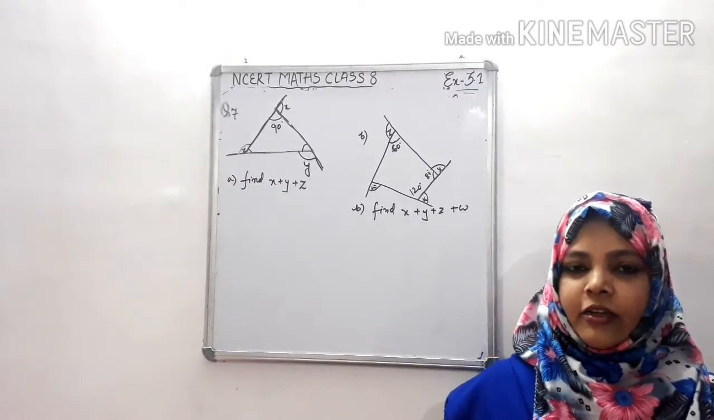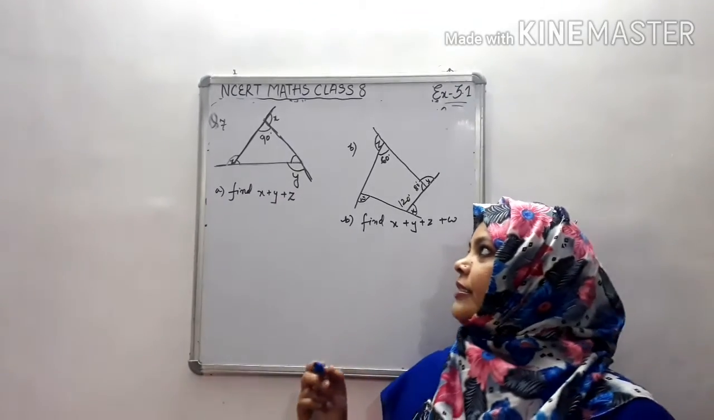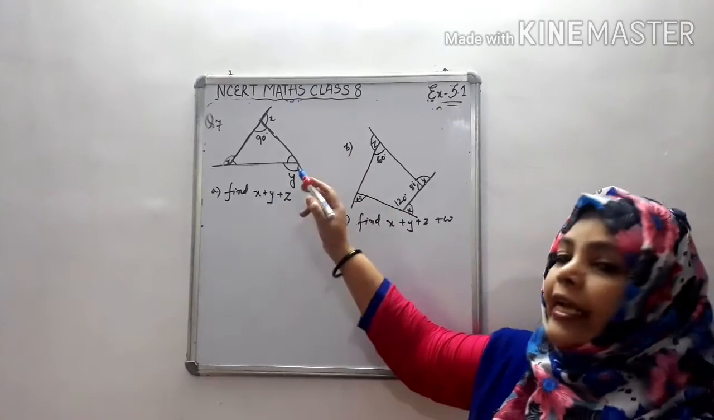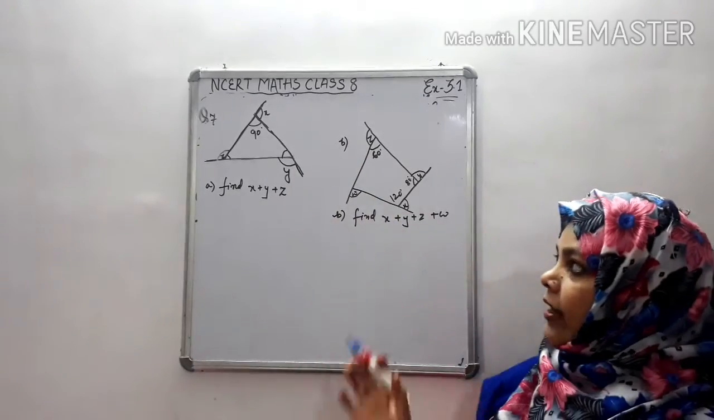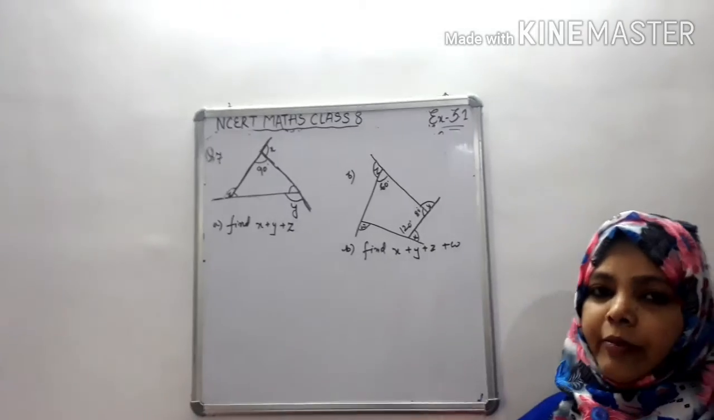NCERT class 8 exercise 3.1 question number 7. In question number 7 it is telling this is the figure and here telling find the value of x plus y plus z. x plus y plus z, adding these three angles x, y and z, what value will we get?